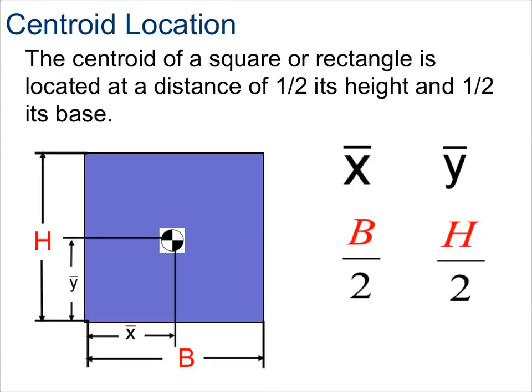Now, anytime you're given a simple shape, such as a square or rectangle, the centroid's location is going to be located at a distance of half its base and half its height. We use X bar and Y bar to represent the horizontal and vertical distances of that centroid. X bar will represent half the base, Y bar will represent half the height, as denoted in the picture.